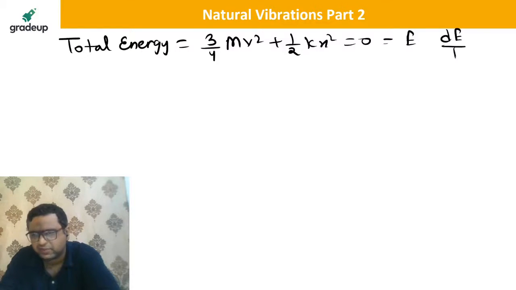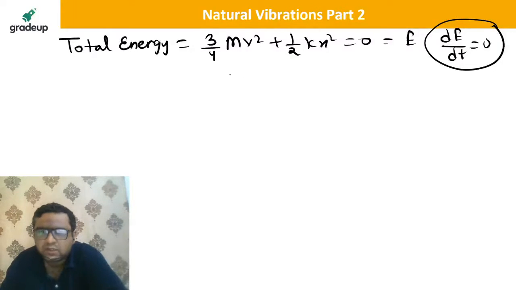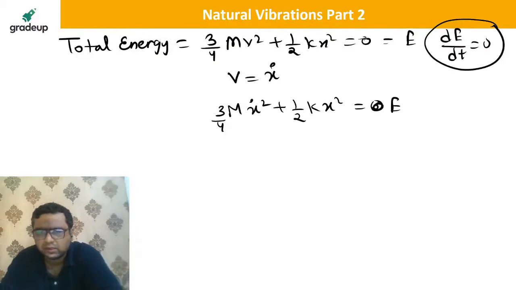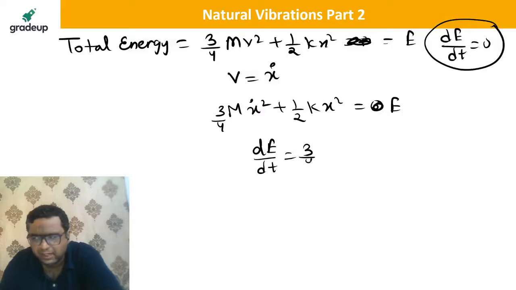The differentiation of energy with respect to time is 0 because the energy of the system is constant. So v can be written as x dot. You can write it as 3 by 4 m x dot square plus half kx square is constant. Sorry, this is not 0, this is constant. If you write dE by dt equals 0, you will get 3 by 4 m into 2 x dot into x double dot.